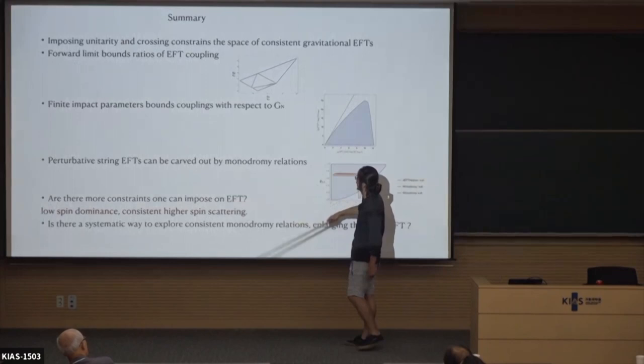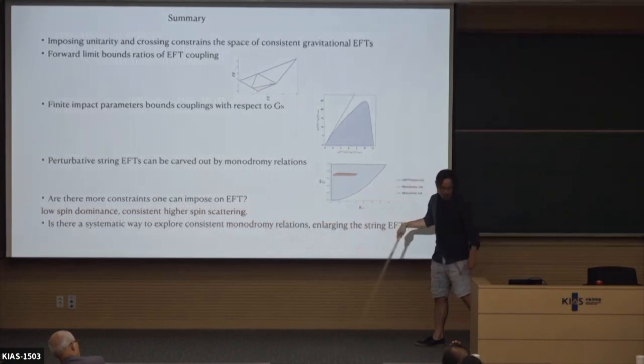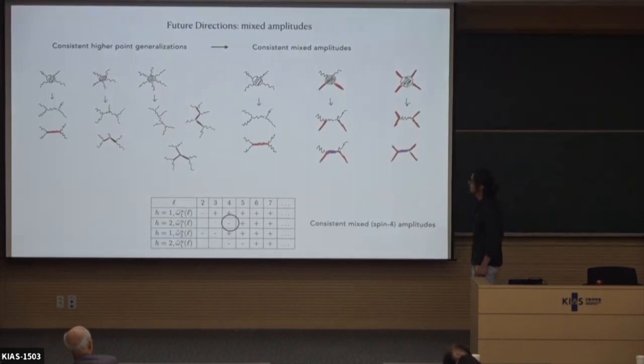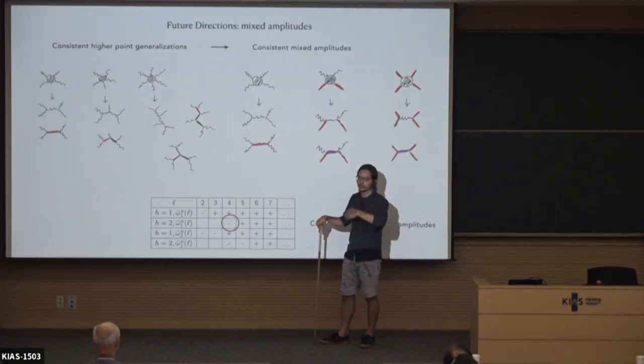One of the things that I'm really promoting is to consider consistent higher spin scattering. So let me just mention this, which is really the next step of the bootstrap program. As many of you know, there are a lot of amplitudes in the past which have been written down at 4 point but didn't have a higher point generalization. So you can think about what the higher point generalization is really testing.